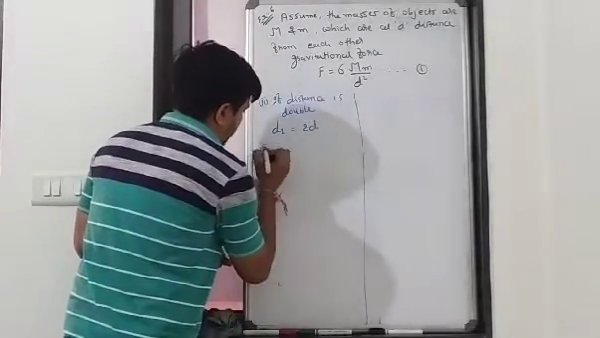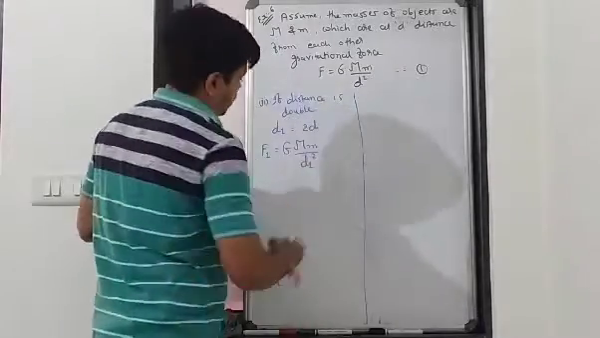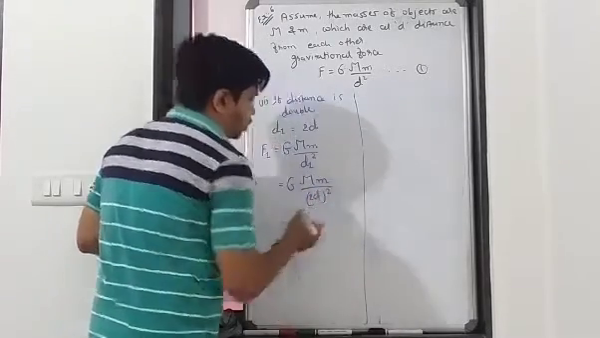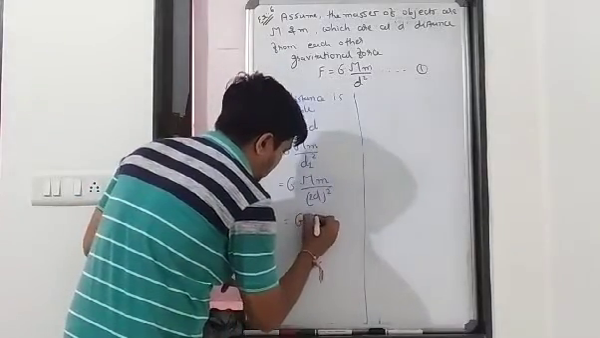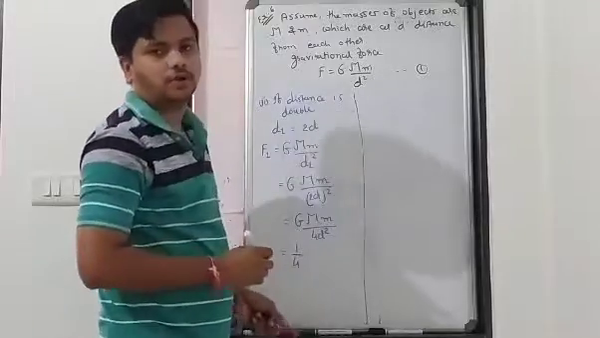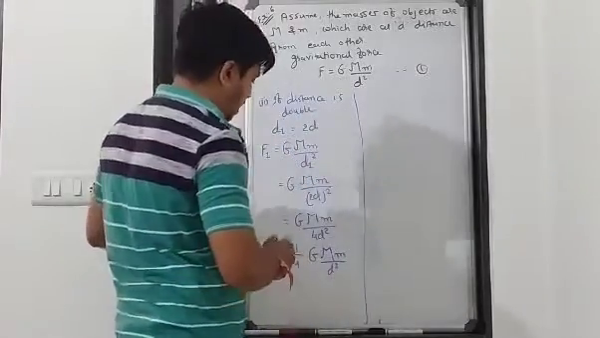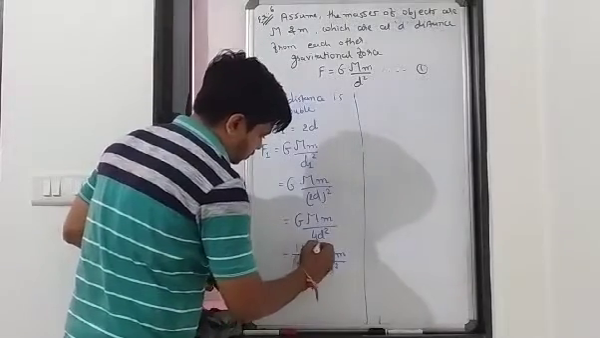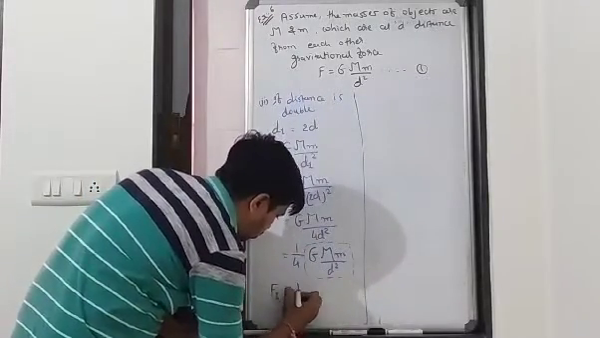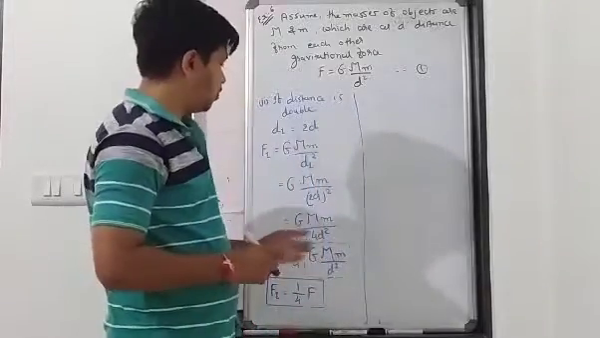Now put the value in F1: capital G, capital M, small m by d1 square. Then it becomes capital G, capital M, small m divided by d1, which means 2d square. So it gives you capital G, capital M, small m divided by 4d square. If I take 1 by 4 outside, then you get G capital M small m by d square, which is F. This one is F. So F1 is equal to 1 by 4 F. So your force becomes the fourth part of the main force.